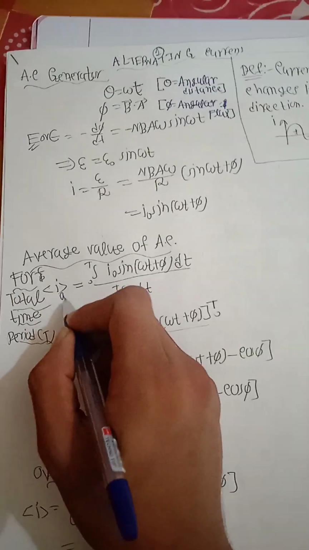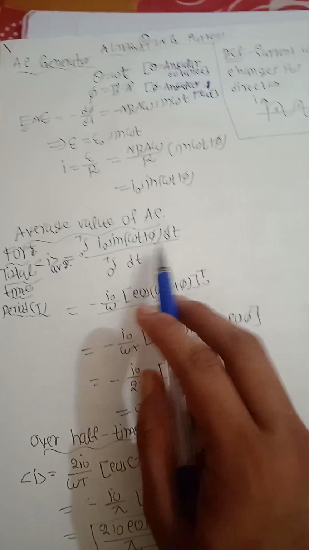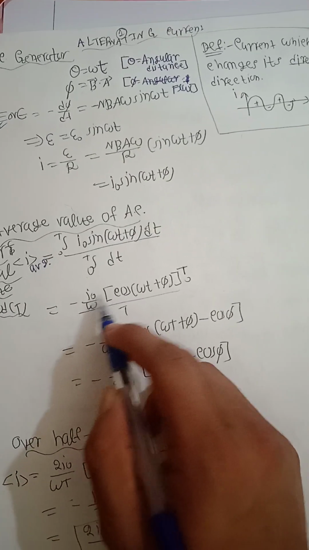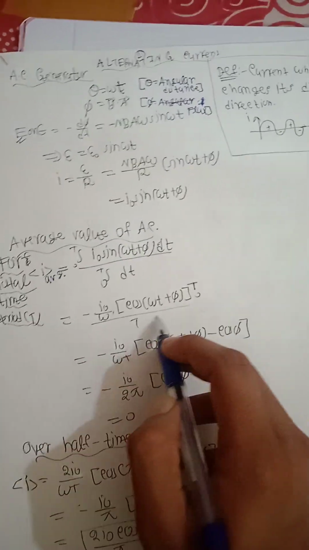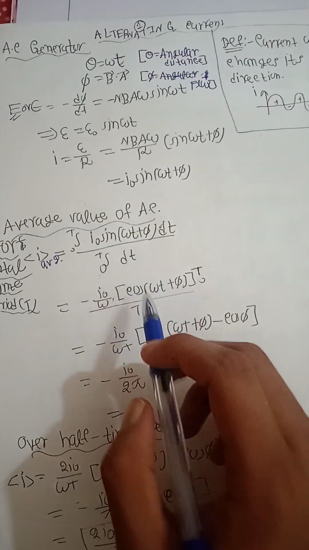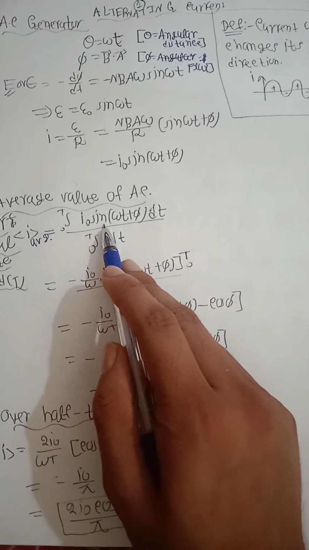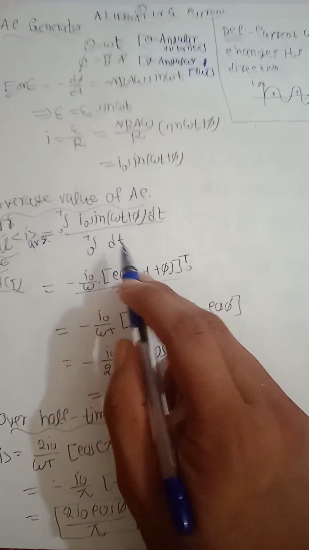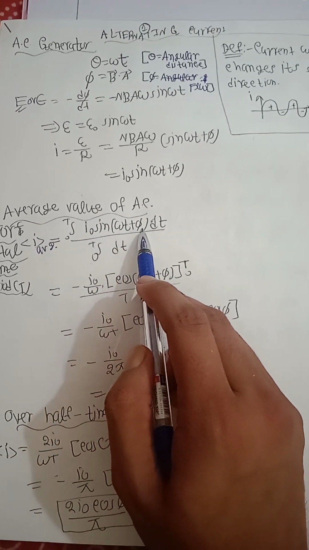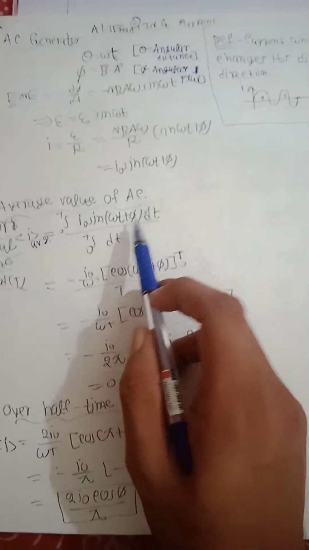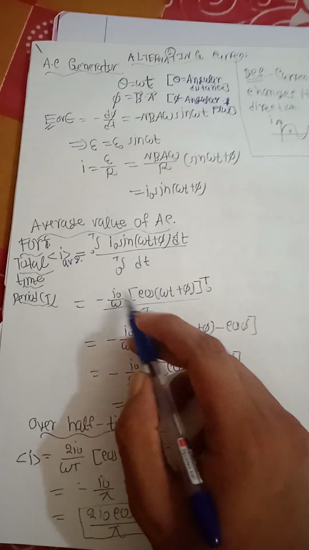Okay, I should write this here for your understanding. Now if we integrate this, then we get minus I naught by omega cos of omega t plus phi, from 0 to T, divided by capital T. Let me give you a quick review of the integration. We all know that if we integrate the sine function, we get minus cos, and as there is omega t plus phi, we again have to integrate this function omega t plus phi, and then we get omega.